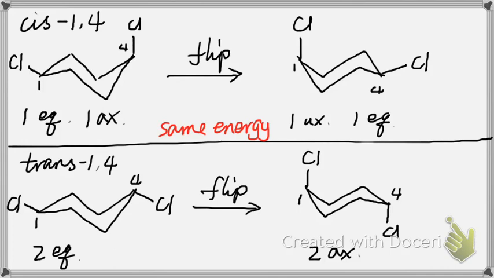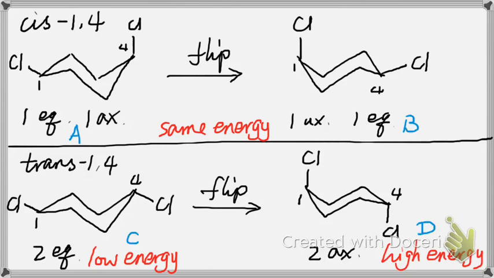So when we compare the energy, one is 2 equatorial, the other is 2 axial. Of course, the 2 equatorial will have the lower energy, and the 2 axial will have the higher energy. Now we have the 4 chair conformations regarding the 1,4 disubstituted cyclohexane. Let's label these 4 chair conformations as A, B, C, and D.